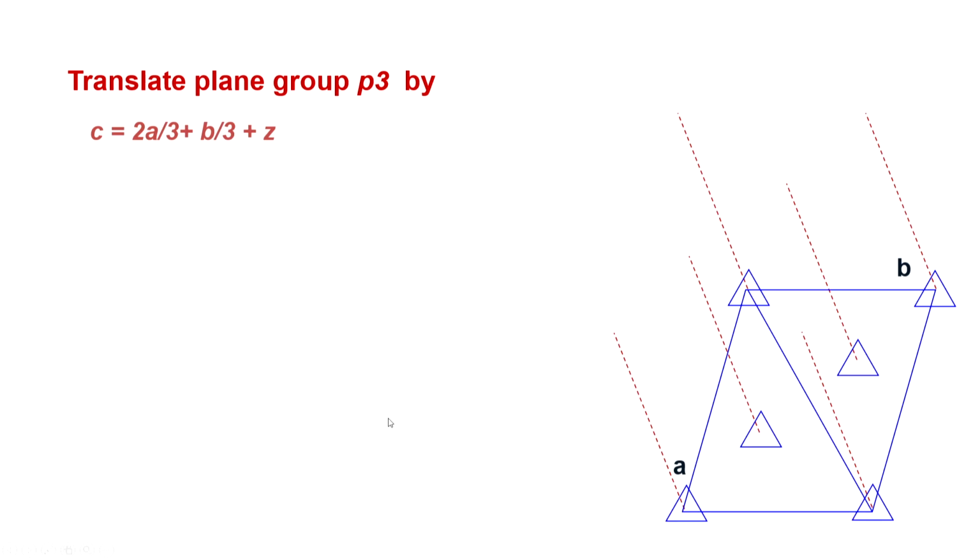But now there is another alternative we can do. Starting with the P3 plane group, we add a translation 2/3 A, 1/3 B plus Z. So, 2/3 along A would take me somewhere here, and 1/3 B will take me out here. So, we come here, and then you go up along the Z. So, this is how I will get the new vector C, the third translation vector C.